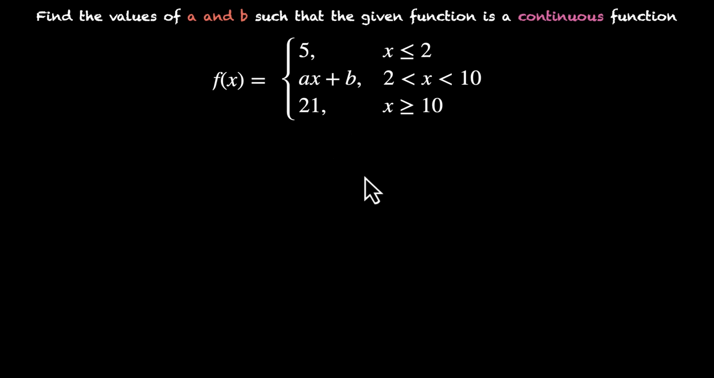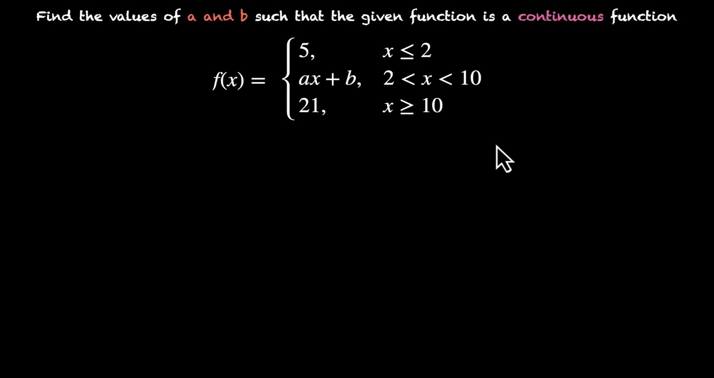All right, let's do this together. The function is continuous, but it's always continuous when it's a constant function. So we'll get nothing out of these definitions independently. But if we check for points where the definition changes, that's where we'll get the equations which we can solve to get a and b. So we'll get two equations. One when we check for x equals 2, and the other one when we check for x equals 10.